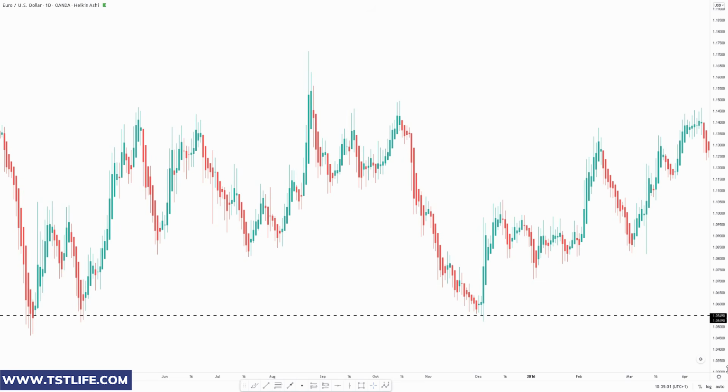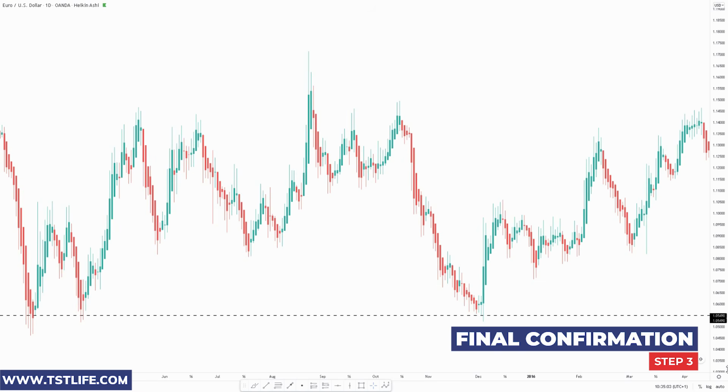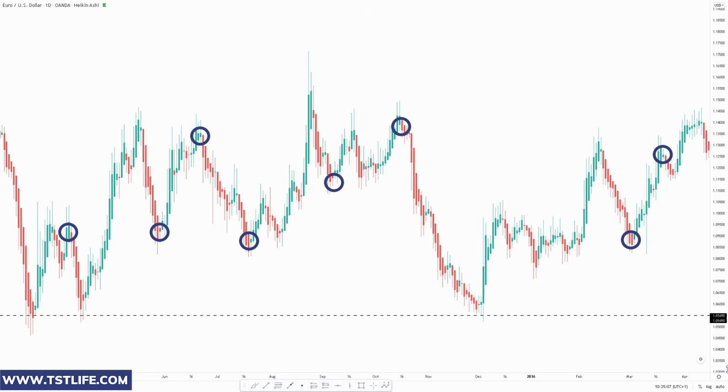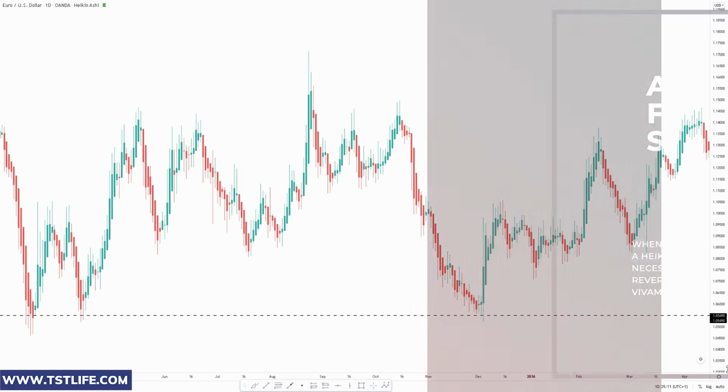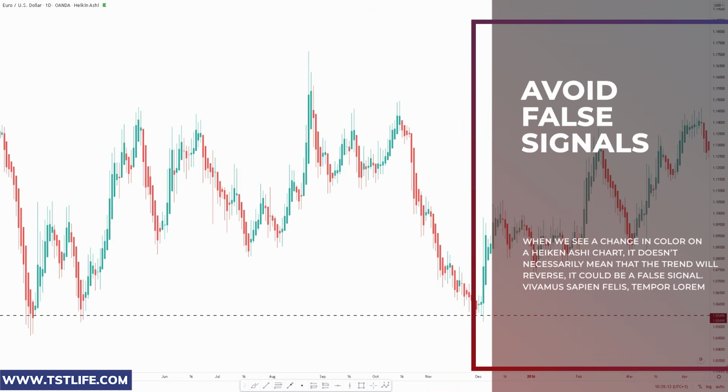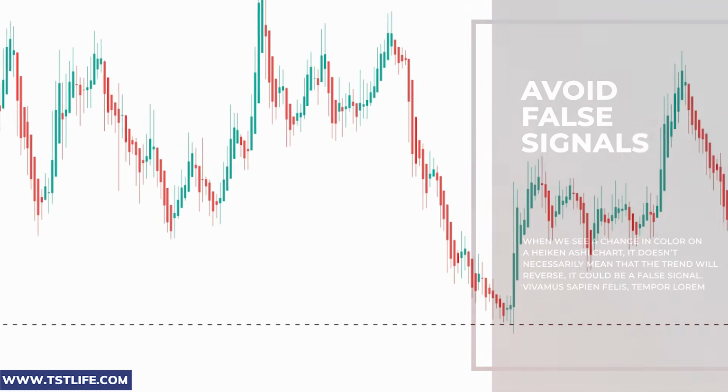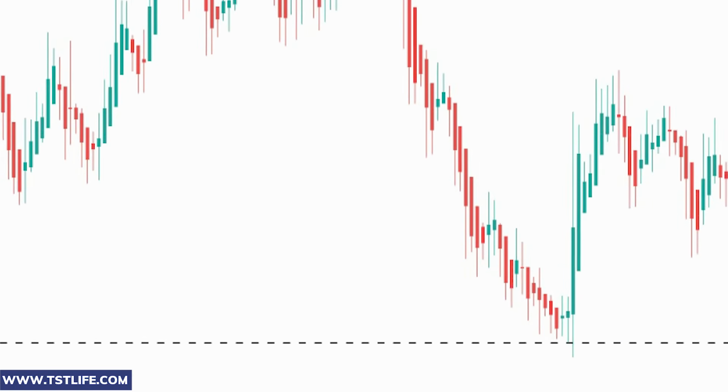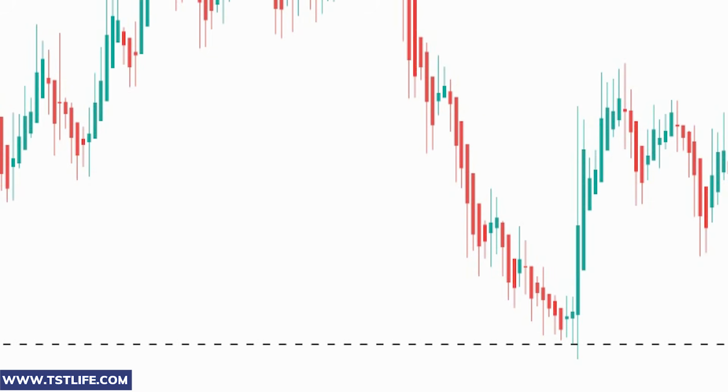Now let's move on to the third step. As mentioned earlier, when we see a change in color on a Heikin Ashi chart, it doesn't necessarily mean that the trend will reverse. It could be a false signal. The best thing to do is analyzing the candles following the color change to increase the probability of being on the right side of the market. The first bullish Heikin Ashi candle needs to have a bigger than average upper tail.